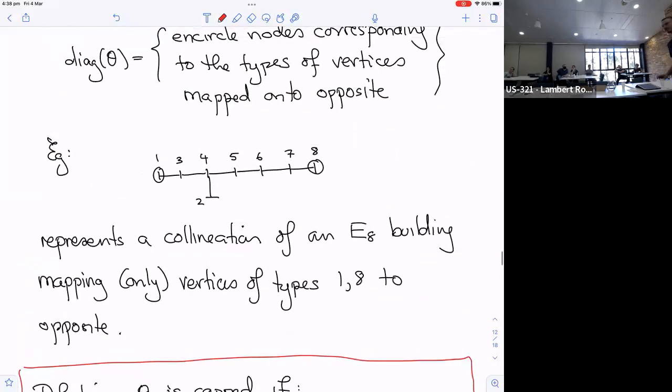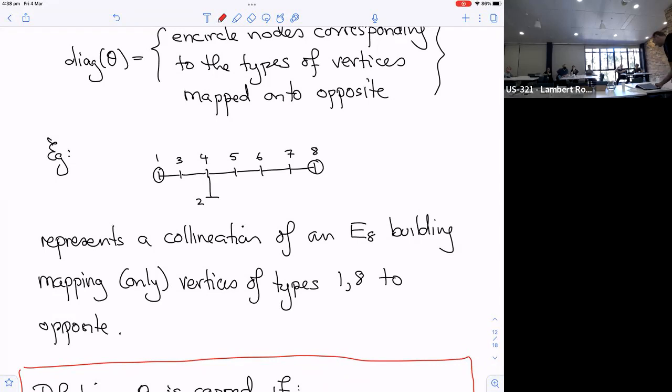Okay, the next definition seems strange unless I explain it here. In this example, I'm saying that there are type 1 and type 8 vertices mapped onto opposites. But I'm not saying that somewhere there's a type 1,8 simplex mapped to an opposite. That would mean there's a chamber whose type 1 and type 8 vertex are both mapped onto opposites. So they could be a long way away from each other, these guys that are opposites.